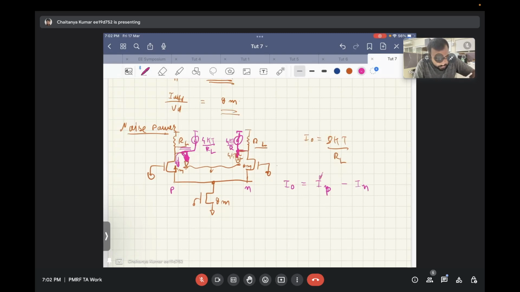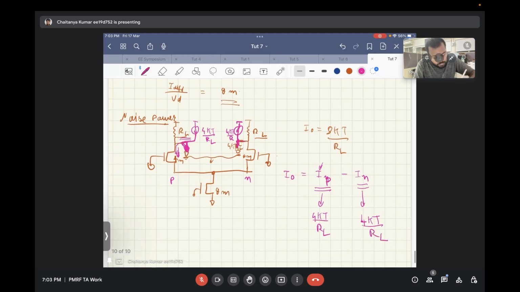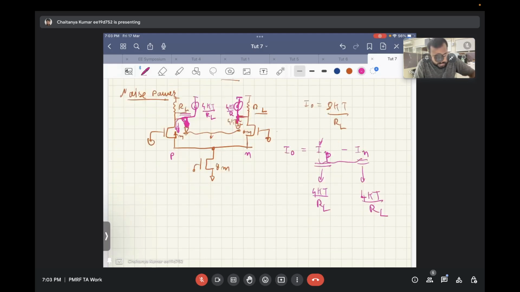Now, since this is a random process that has a power of 4kT by RL, and this random process also has a power of 4kT by RL, and these two random processes are uncorrelated with each other, their powers will be added. That's why we will get 8kT by RL. Is it clear? Yes, sir.